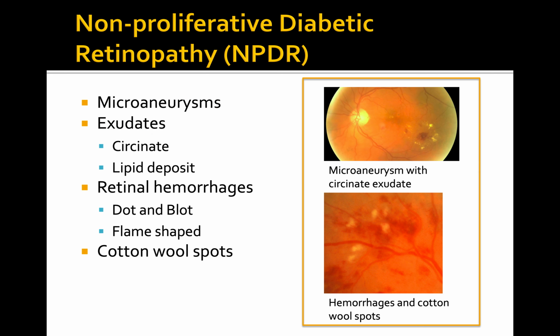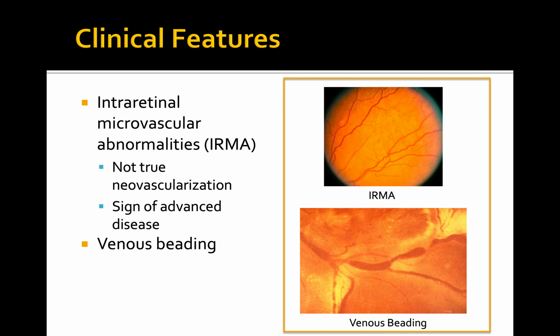Those with NPDR usually display microaneurysms, exudates, which are essentially lipid deposits from leakage, retinal hemorrhages, and cotton wool spots. In more advanced cases, one can see evidence of intraretinal microvascular abnormalities, or IRMA. It's not true neovascularization, but it's a sign of advanced disease, as is venous beading, this sausage-like appearance to the retinal veins.